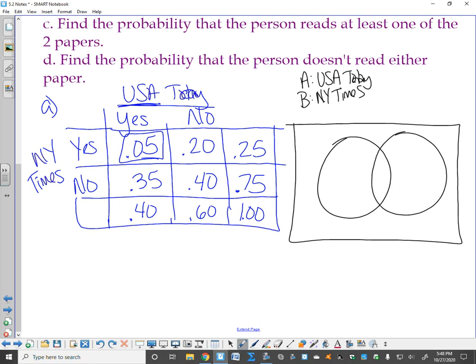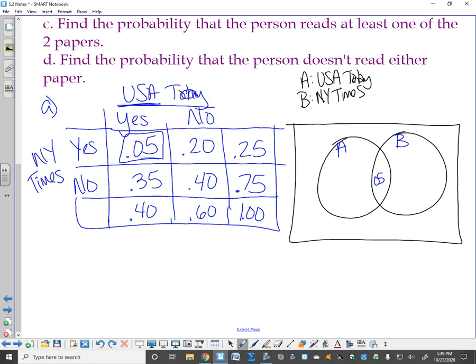Speaking of the overlappage, that's 0.05. Now I can put a plain 0.05 in here because that's already a percent. In the last Venn diagram, we wrote them as a fraction. It's totally fine because that was part over whole. This one's already done the part over whole and converted it to a percent. So 0.05.